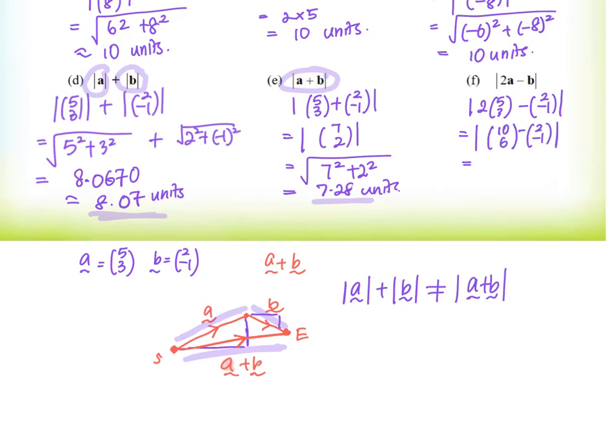We get 10, 6 minus 2, -1. Simplifying, it becomes the magnitude of the vector (8, 7). Then we'll get the answer to be the square root of 8 squared plus 7 squared, which is 10.6 to 3 significant figures. Have you gotten the answer?